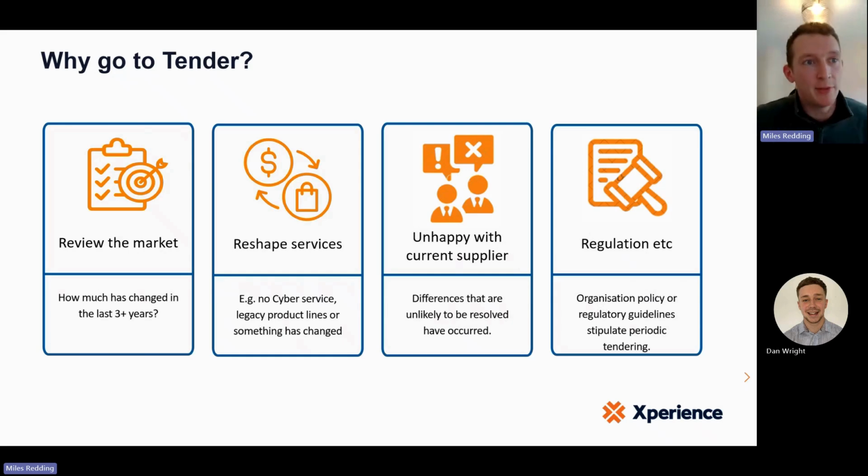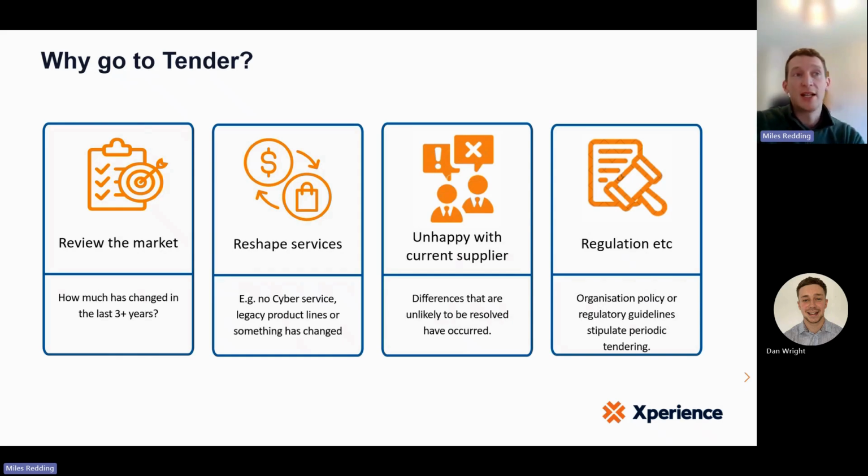If, for example, you're unhappy with the call response times that you're receiving in your current agreement from an IT service perspective, I'd be really clear and outline what you want. What does good look like? And ask the bidders to outline their process or statistics to support what they're proposing.